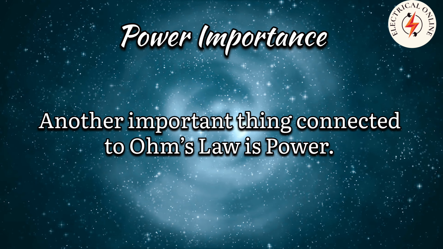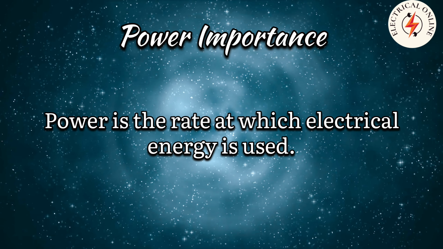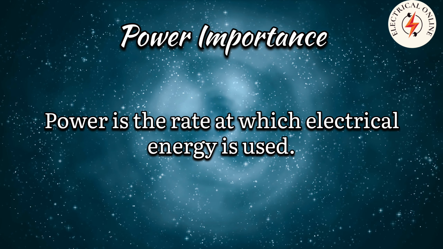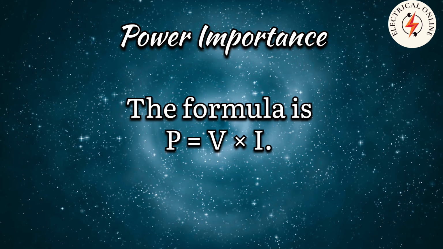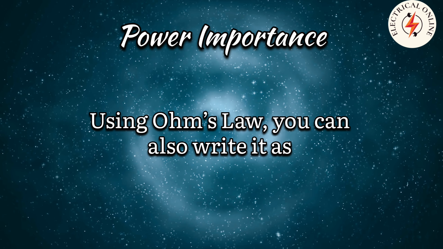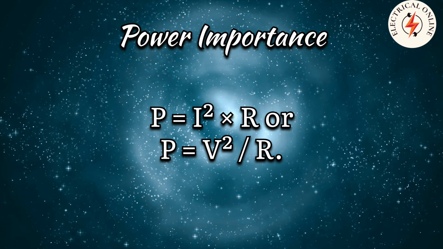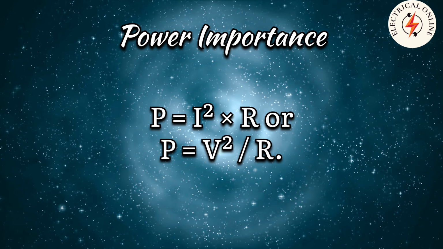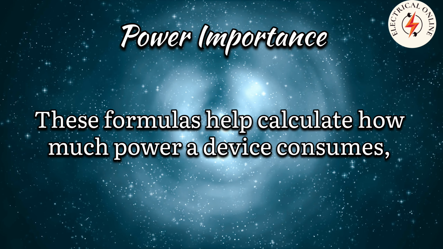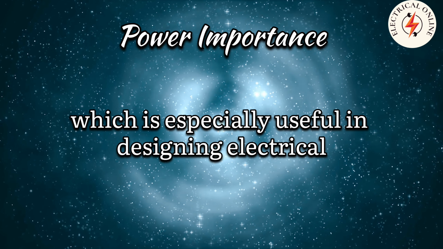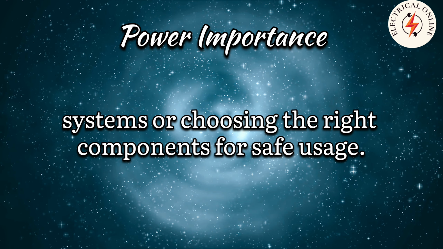Another important thing connected to Ohm's law is power. Power is the rate at which electrical energy is used. The formula is P equals V times I. Using Ohm's law, you can also write it as P equals I squared times R or P equals V squared over R. These formulas help calculate how much power a device consumes, which is especially useful in designing electrical systems or choosing the right components for safe usage.